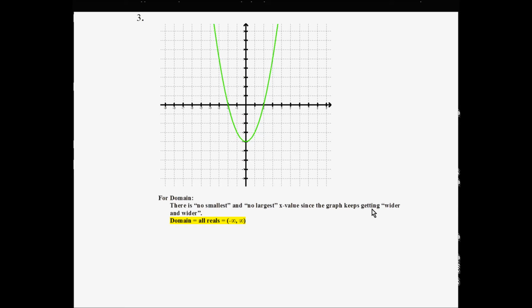If I go from bottom to top, there is a lowest value. Y is -4. It is part of the graph, so I'm going to have a bracket at -4, and it keeps going up, up, up, so it goes to infinity. So -4 to infinity with a bracket at the -4. Remember, the infinities always have parentheses.